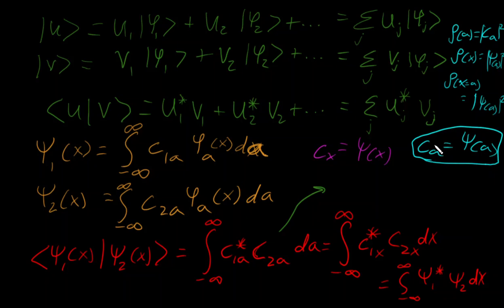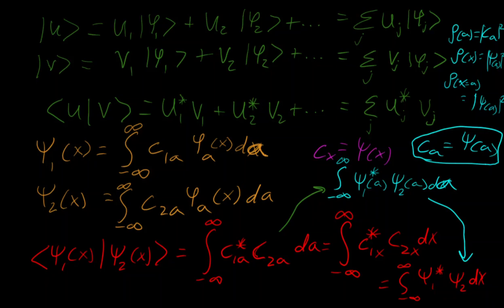So the coefficient, that probability amplitude we call it, of having a position A is just psi of A. So this is the integral from negative infinity to infinity of psi 1 of A, complex conjugate, times psi 2 of A dA. Now it should be pretty obvious that it doesn't matter what we call this. It's the same as just whatever dx.